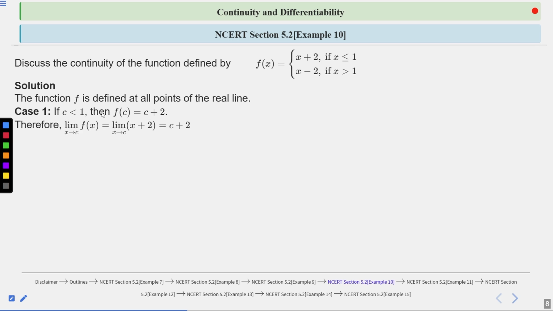Therefore, the limit as x approaches c of f(x) will be equal to the limit as x approaches c of x plus 2, which is equal to c plus 2. Thus, f is continuous at all real numbers less than 1.